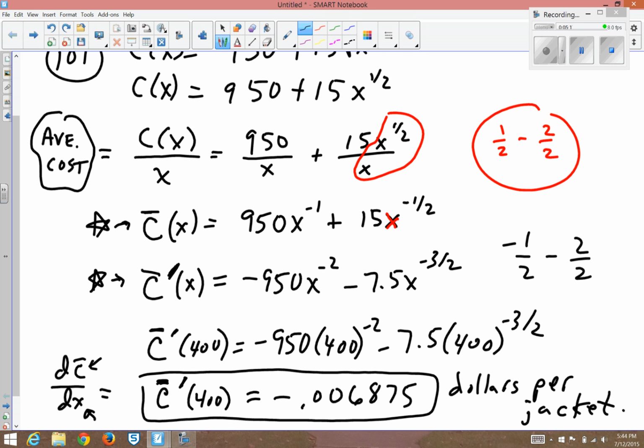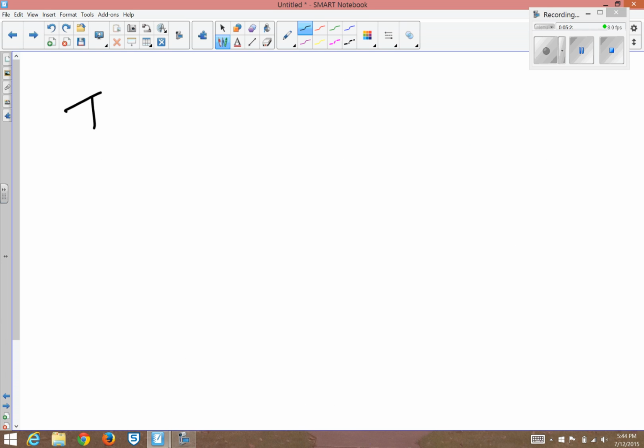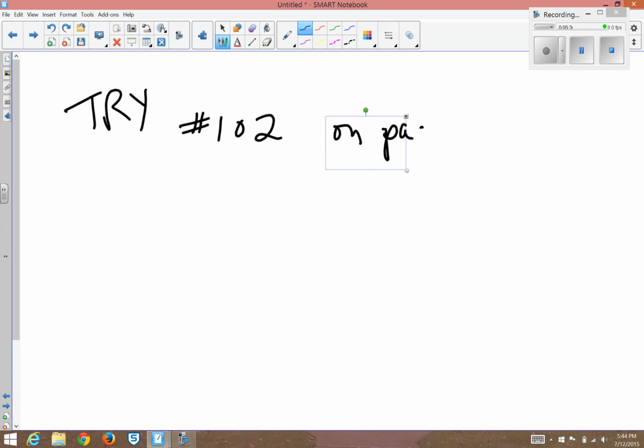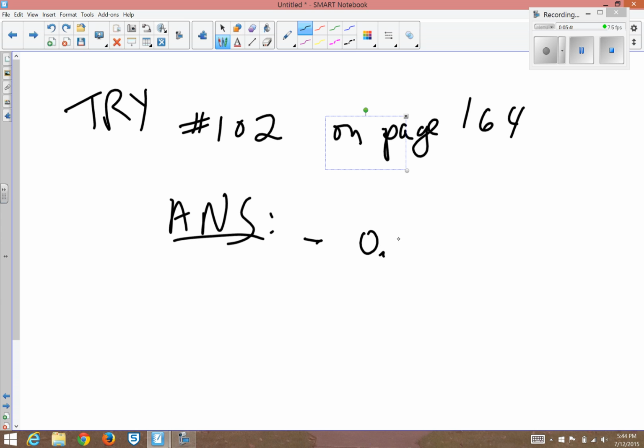So this is an odd numbered problem. So the answer is in the back of your textbook. If you would like to try exercise 102 on page 164, see if you can do that. And the answer you get should be negative 0.0579 dollars per bottle.